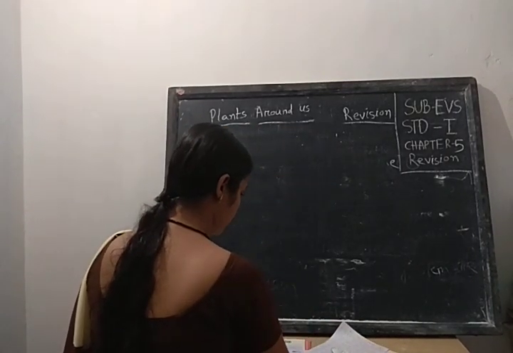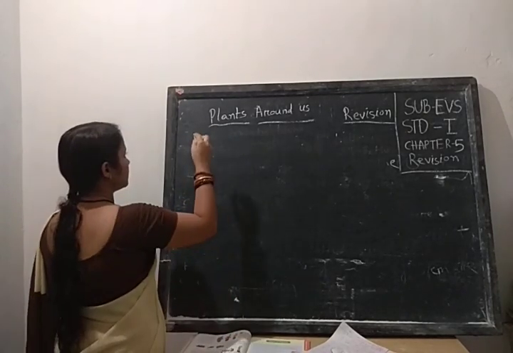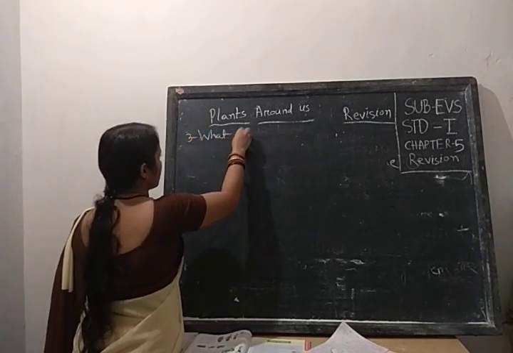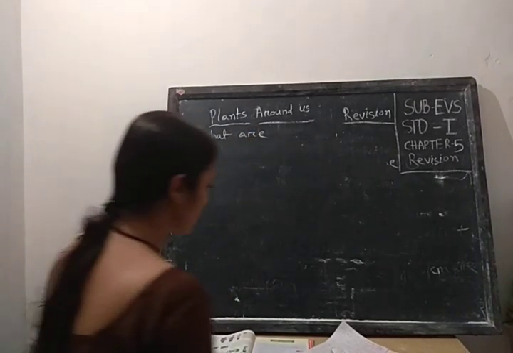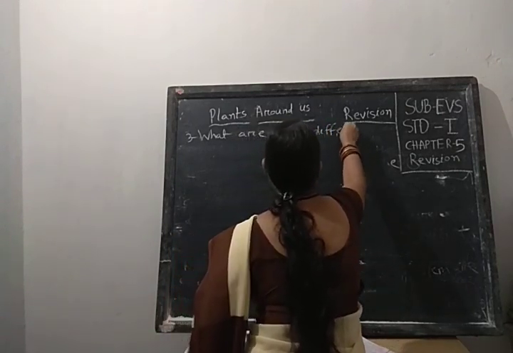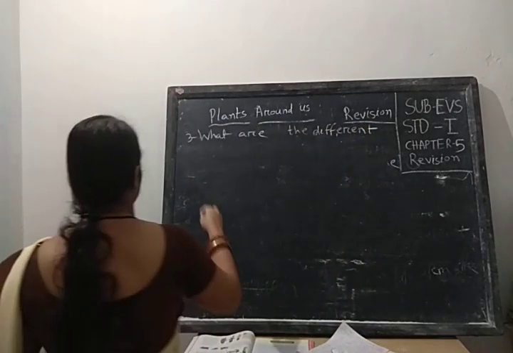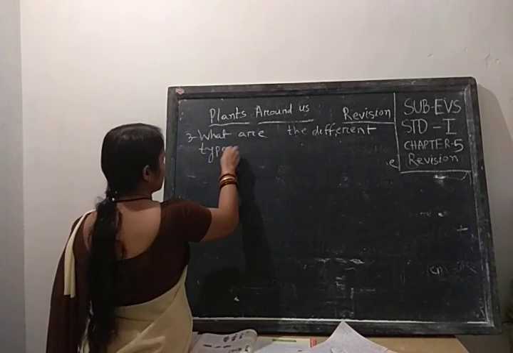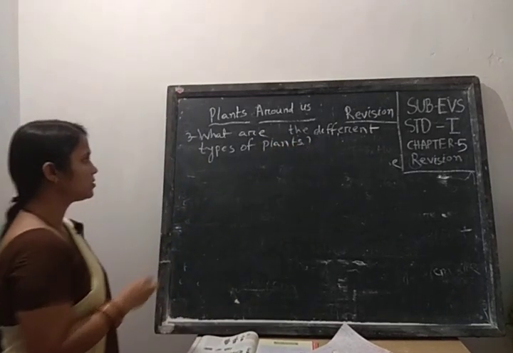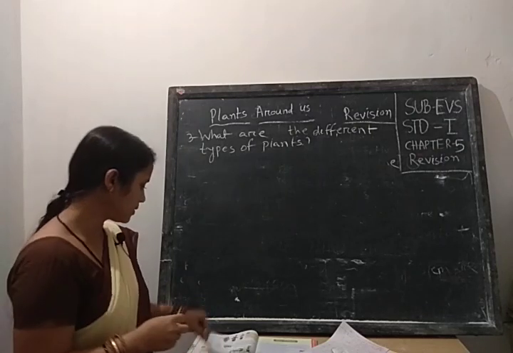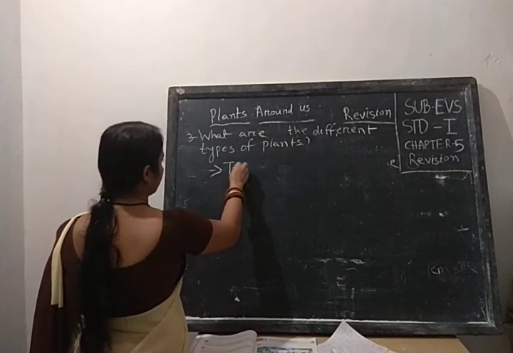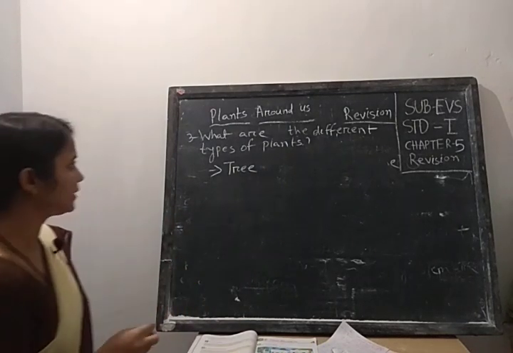Next question, what are the different types of plants? So, there are 5 types of plants. Okay, number one, tree.